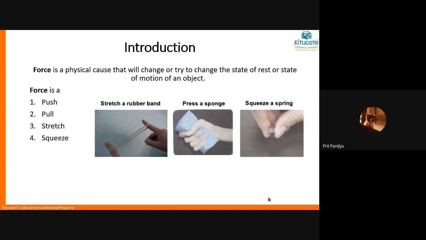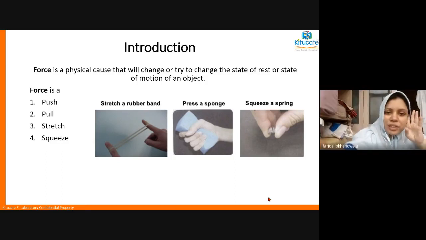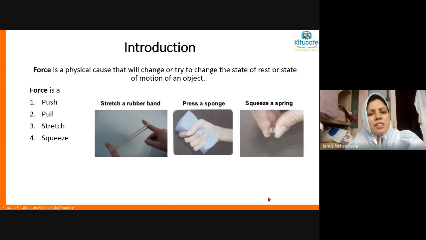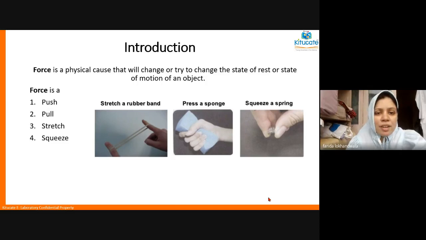No, ma'am, I said the instrument. Okay, you said the instrument. Okay. Everyone finished? Everyone gave answers? Or anyone left? Okay. I think everyone gave the answers.